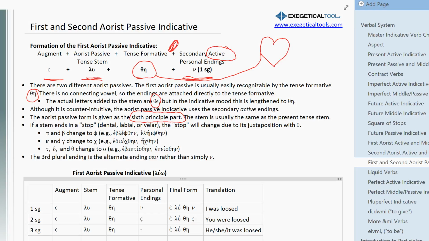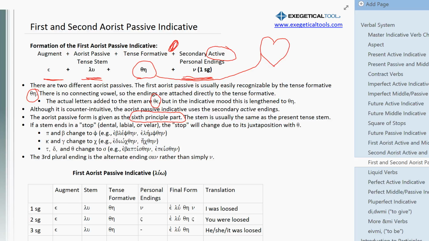Now, the next thing we need to talk about are the stem changes that occur with the aorist passive. It's not something that's going to really keep you from being able to recognize the forms necessarily, because the theta eta is still there. But what happens is that you remember the square of stops, and if you don't, then you might need to go back and look at that. But it's not really necessary because I have the rules right here, and it really just pertains to these certain stops that come right before the theta.